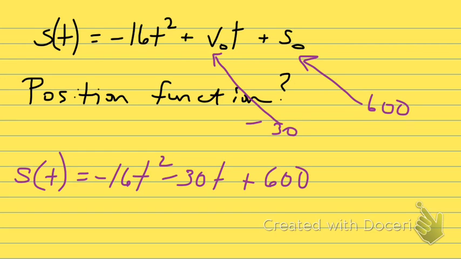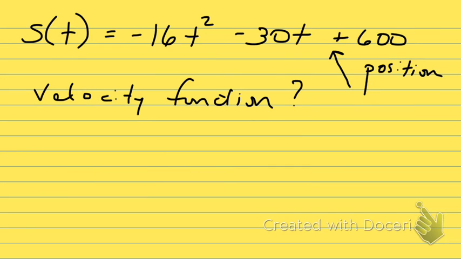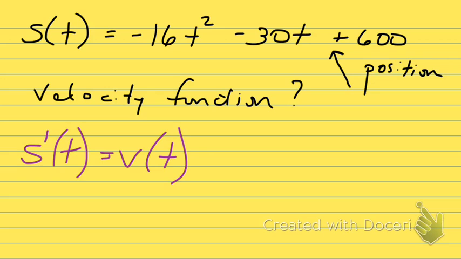Well, we'll also write a velocity function. To do that, you need to differentiate. We take the first derivative. The derivative of negative 16t squared, this will be your velocity function, is negative 32t. The derivative of negative 30t is just negative 30. Okay, well, there's our velocity function.